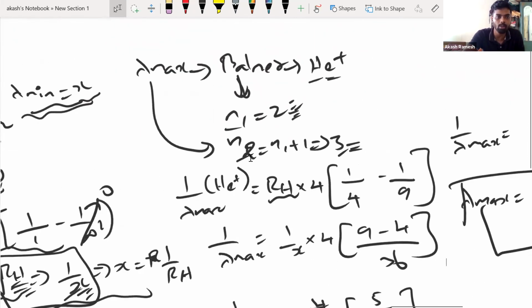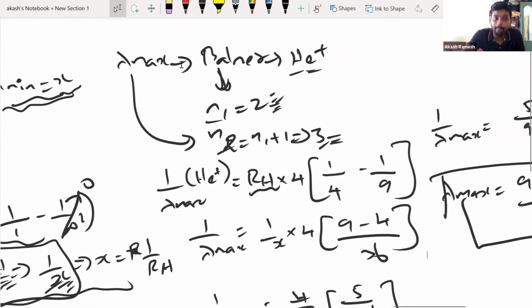Anyways, now the next thing they ask is lambda max. You have to find the lambda max for the Balmer series for He plus. So for the Balmer series, I know N1 is equal to 2, right? And for lambda max, N2 should be equal to N1 plus 1. In this case, N1 is equal to 2, so the N2 value is 3.